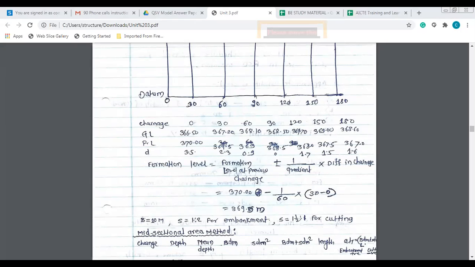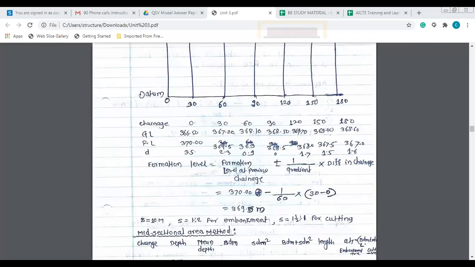Roll number 54 will give the value at 120-meter chainage. Roll number 7 will give me the value at 150-meter chainage, and roll number 8 will give me the value at 180-meter chainage. So do the calculations fast and you can put it in the chat box. Tell me the value of FL at 60 meter, FL at 90 meter, FL at 120 meter, FL at 150 meter, and value of FL at 180 meters.